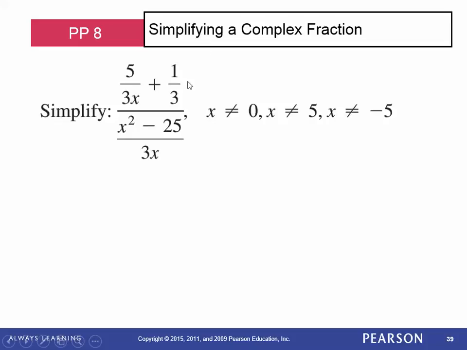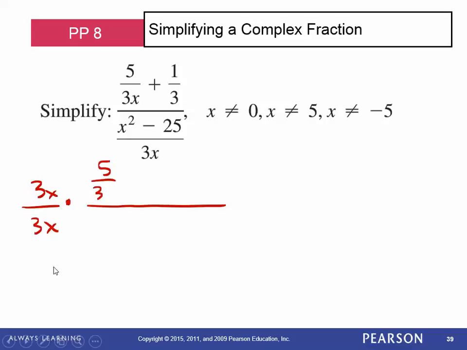Method 2 is to multiply through by the common denominator that you see everywhere. In this case, the common denominator is the 3 and the 3x here. So the common denominator would be 3x, we good? We're going to multiply the whole top by 3x and the whole entire bottom by 3x.